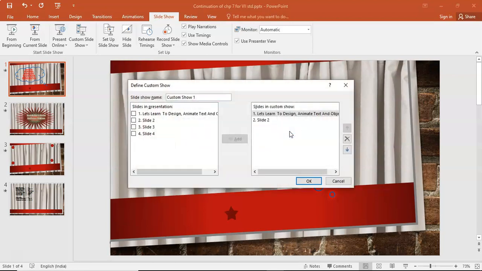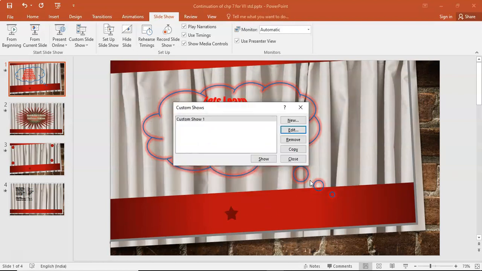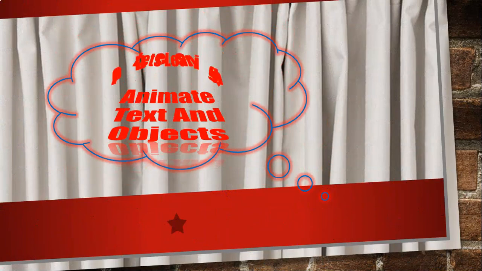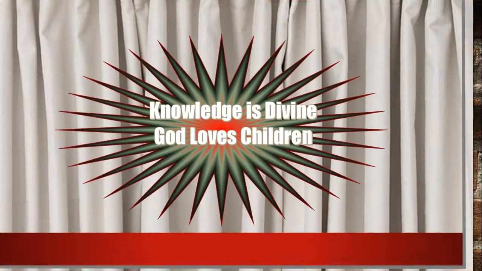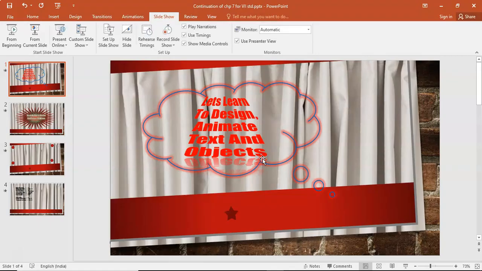Then if I want to edit this show, I click on edit. I can make any changes to this particular show, and when I say show, it will only show me the first slide and then the second slide. The second slide has come, children, and the show has ended. So this is what you use when you require a custom show.